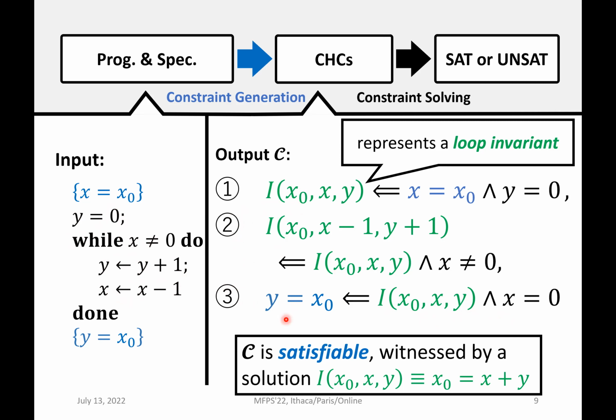And actually, indeed, the set of constraints is satisfiable, witnessed by, for example, this solution, which says that the sum of the values of x and y is always equivalent to the initial value of x, which witnesses the safety of the program.